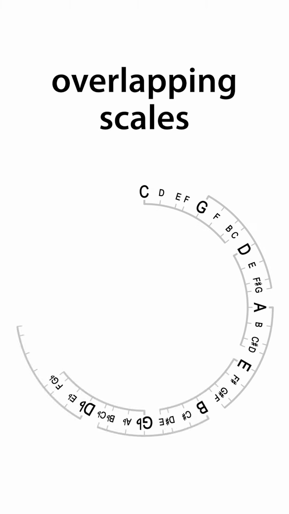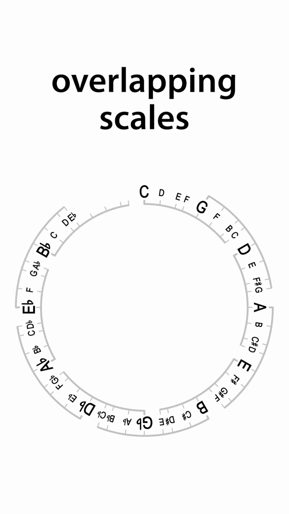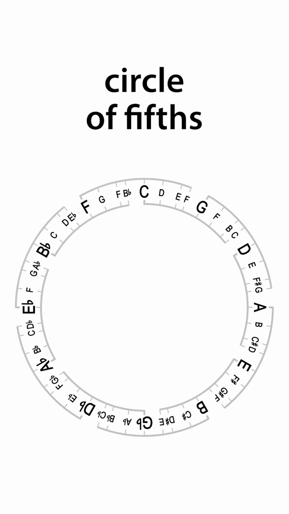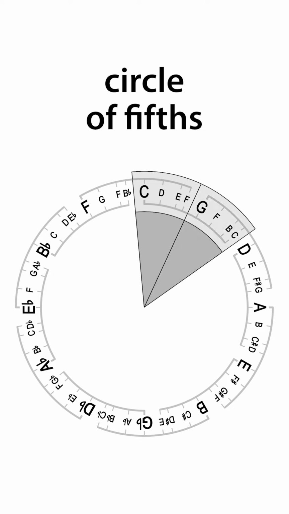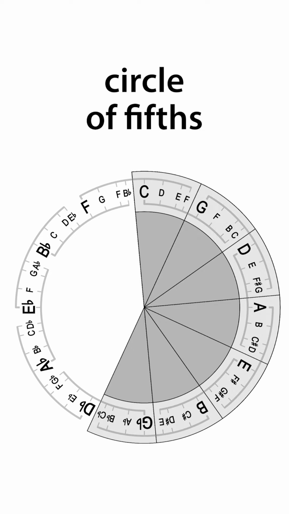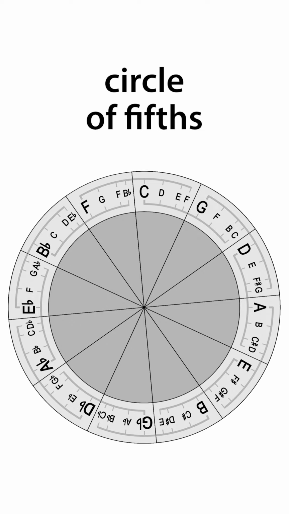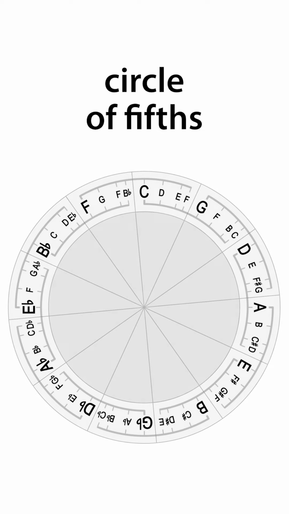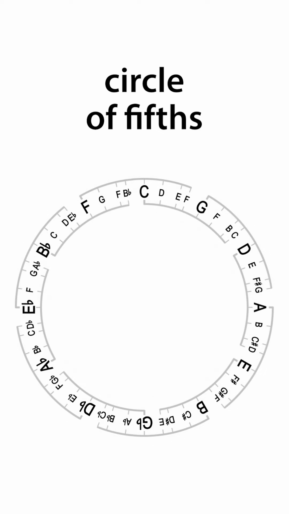These scales overlap to form a circle that highlights intervals of a fifth. It's a circle of fifths. And this ring of scales basically shows how all 12 keys are connected. They overlap, they share some notes. Every major scale shares some notes with those on either side in this ring.